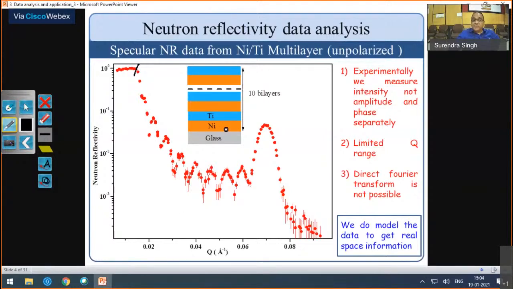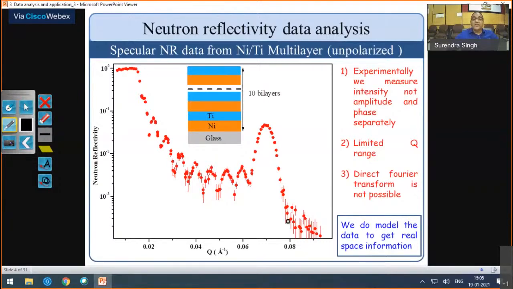But what is the layer thickness of the individual nickel and titanium? What is the density of the individual nickel? What is the interface roughness? These things you will get when you do the data analysis. And in any scattering technique where we measure intensity, actually we lose the information of the phase in the measurements.